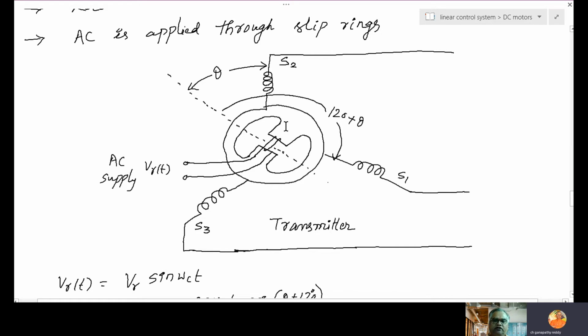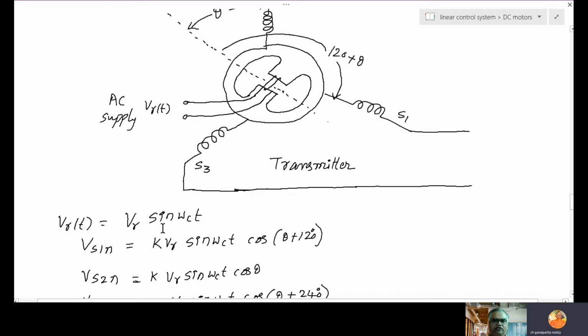So what is its function? The physical position of the rotor is converted into an electrical signal. So what is V_R(t)? We are applying V_R sin(ωct). This is the reference voltage we are applying. The voltage at S1 with respect to neutral is K V_R sin(ωct) cos(θ + 120). This is based on its function.